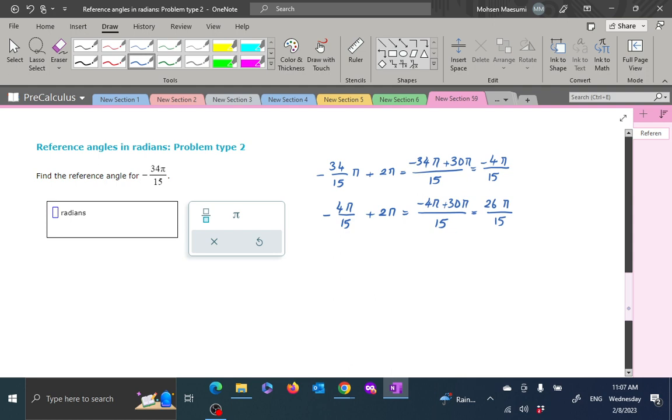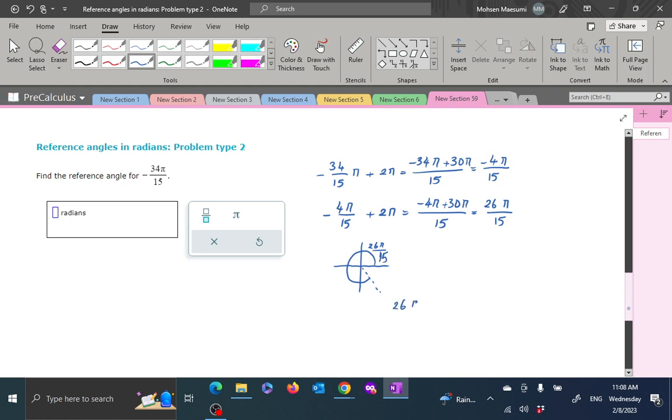So where is our final angle? Just like the last problem, 26. This is almost close to 2 pi. So it looks like I've gone all the way. I came to quadrant 4. Let's check. Is this true? Our guess, is it correct that if I have 26 pi over 15, does it end up in quadrant 4?